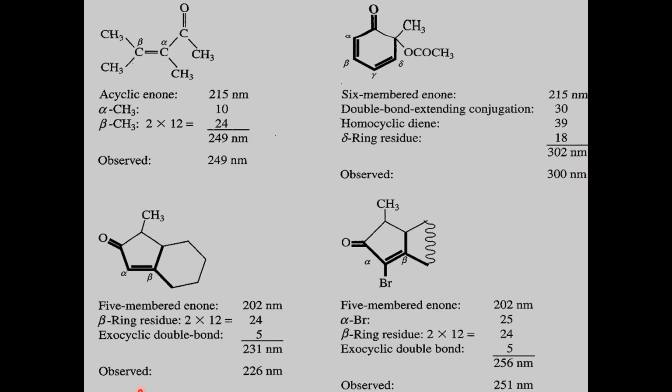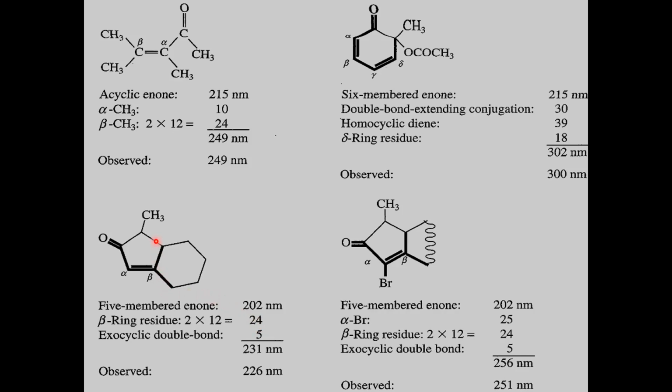In this case, we have five-membered enone ring system. The parent five-membered enone here will exhibit a lambda max at 202 nanometers. Or here, for example, we have parent enone 202.